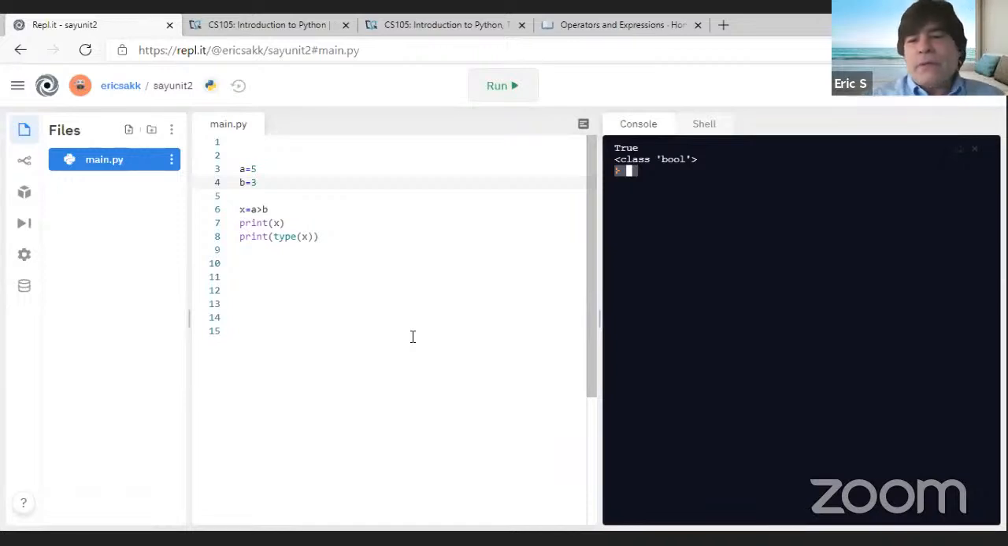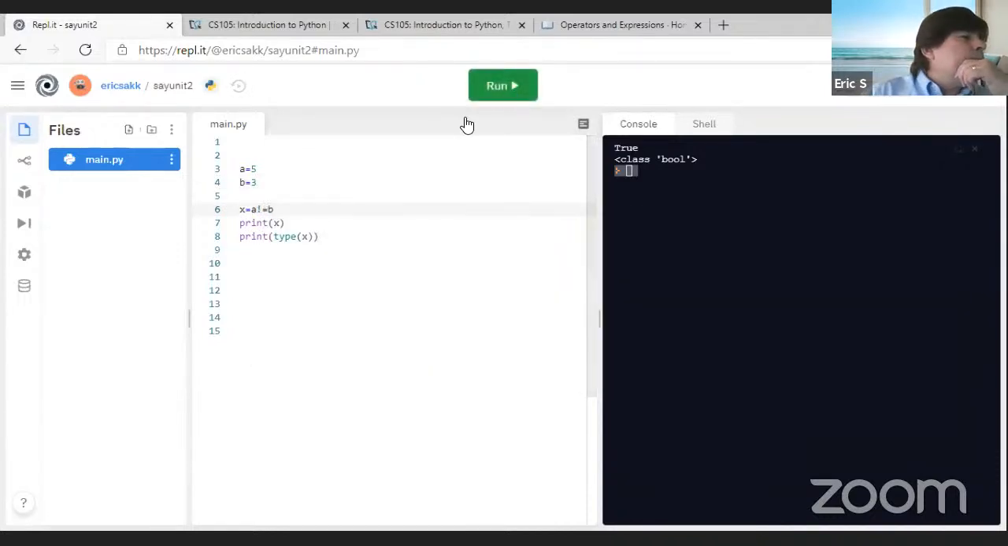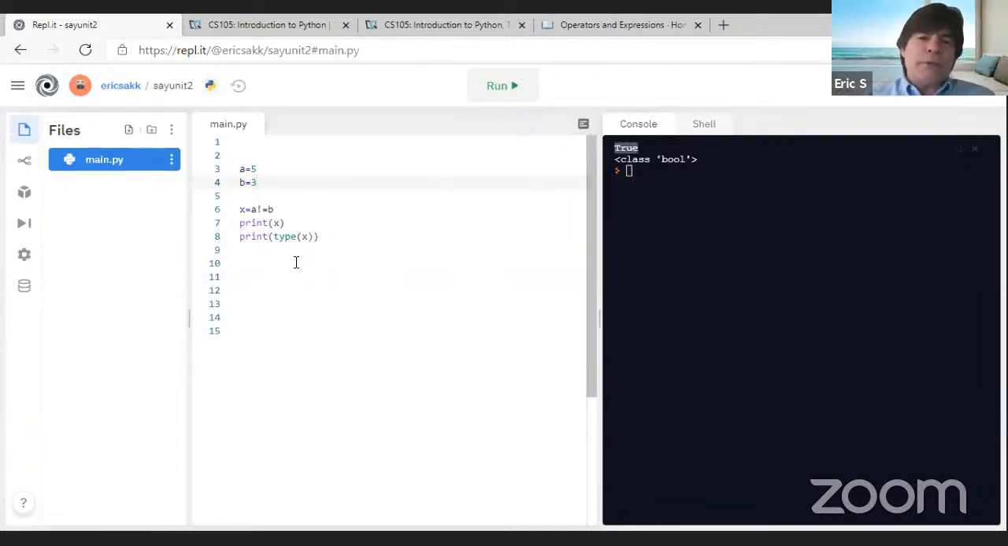So the relational operators are the double equal, greater than or equal, less than or equal to, less than, and the not equal. Okay, because we want to know. So A clearly is not equal to B, so that results in a true result. So when you're using relational operators, it's very straightforward. You're just trying to determine the relationship between two variables.